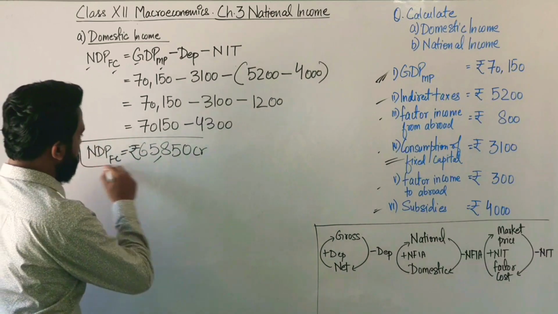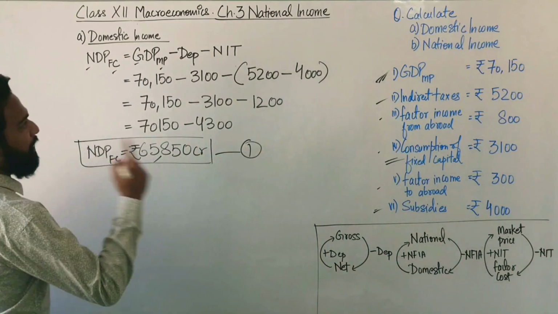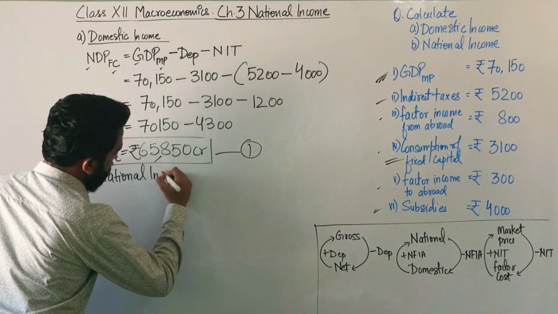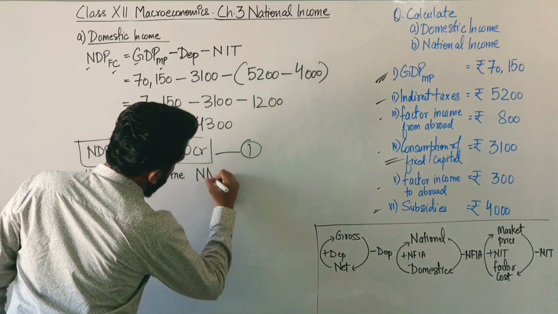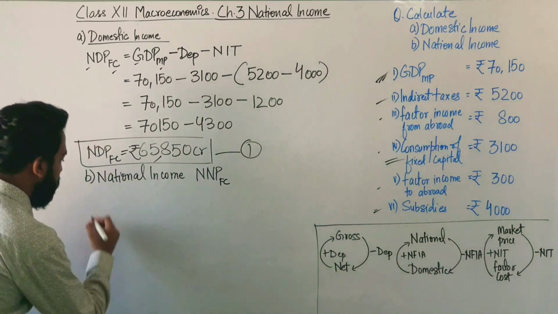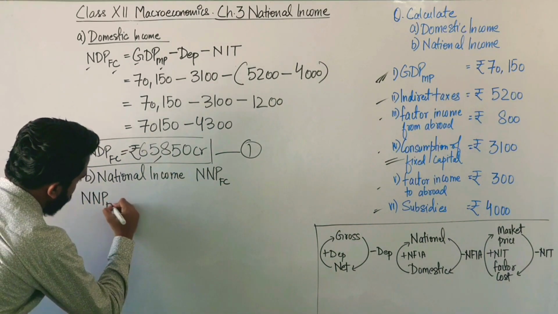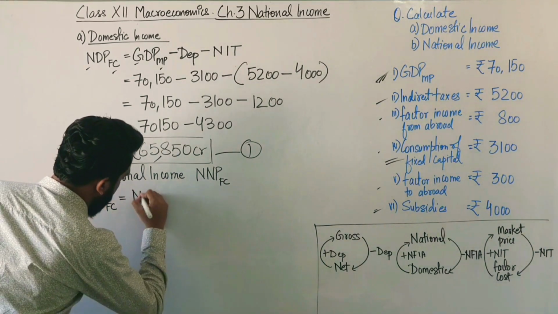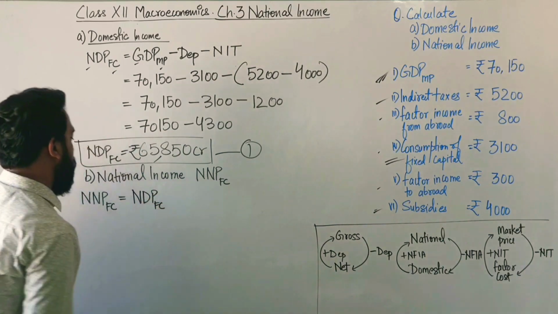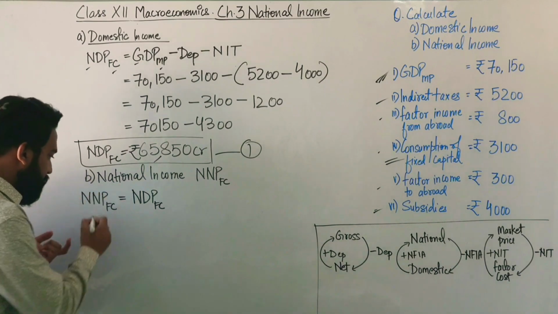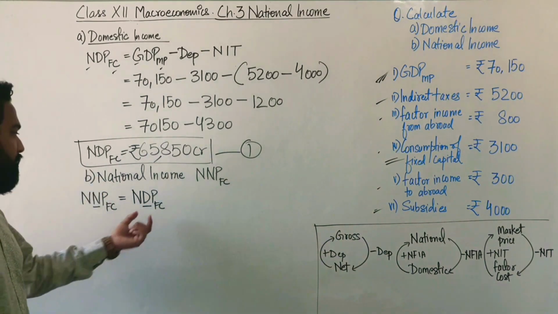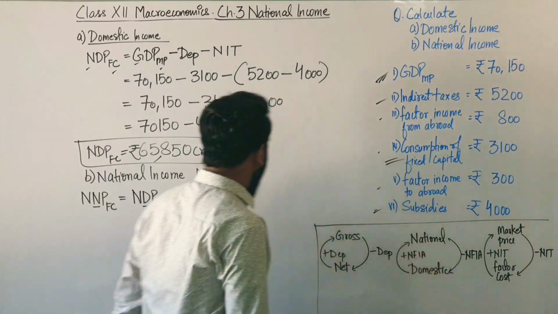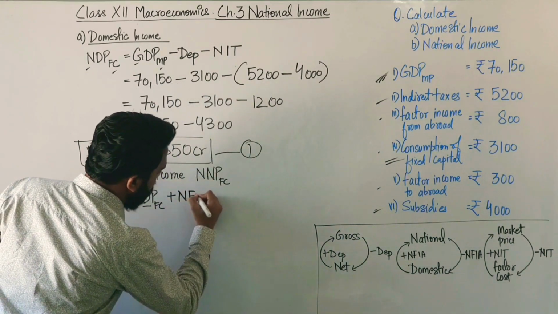After calculating the value of domestic income, let's calculate the value of national income. What is national income? National income is NNPFC. Now we have to calculate the value of NNPFC. And we have already got the value of NDPFC, so we can use the NDPFC to calculate the NNPFC. Now, what are the differences? Just national and domestic. Just a single difference. So, to convert domestic value into national value, what do we do? We add the net factor income from abroad.